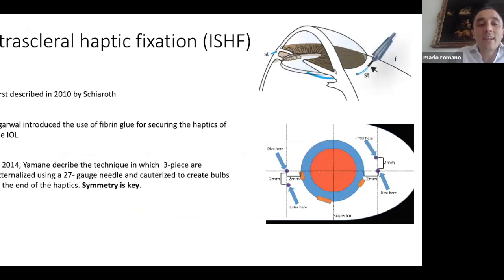Regarding intrascleral haptic fixation, it was described for the first time in 2010, and then Yamane published in 2014 this technique using a 27-gauge needle and a three-piece IOL. Then he cauterized the tip of the haptics. And the key of this technique, of course, is the symmetry of the implant.